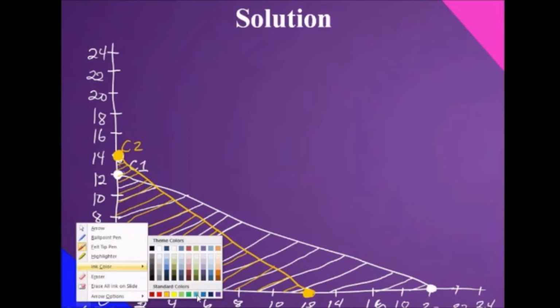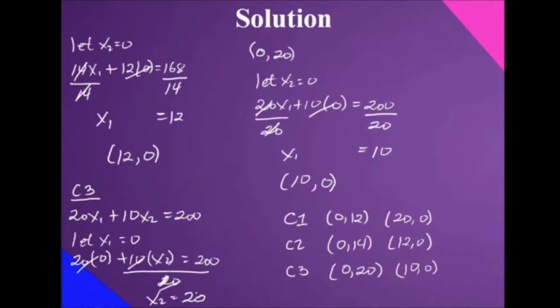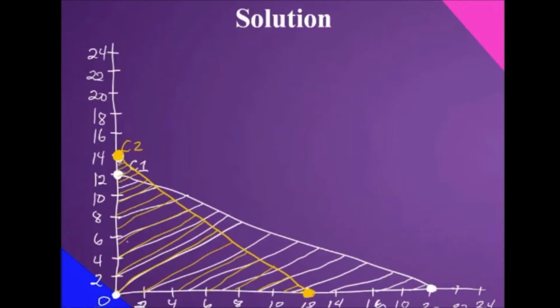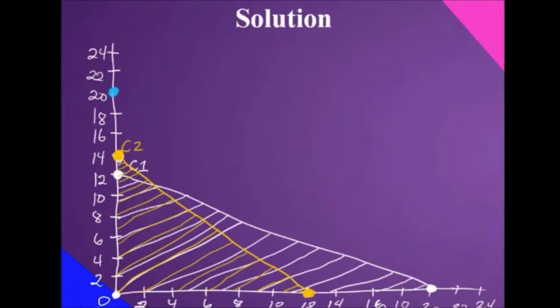Now, for C3, gamit tayo ng ano bang okay na kulay. Blue. For C3, our point, balik tayo sa kabila, no? 0, 20, and 10, 0. So, 0 ang X, 20 ang Y. Dito tayo. And yung pangalawa ay 10 and 0. Dito tayo sa part na to. And of course, we need to connect them, parang yung ginawa natin sa naunang dalawa.